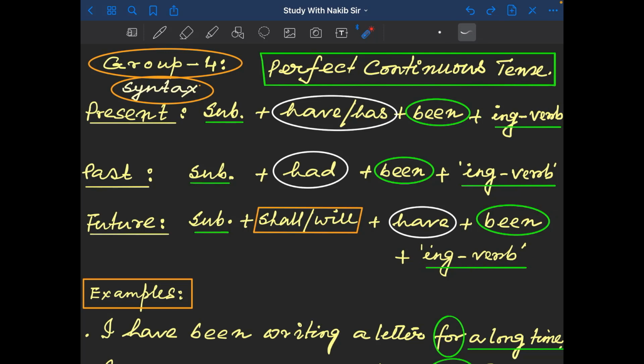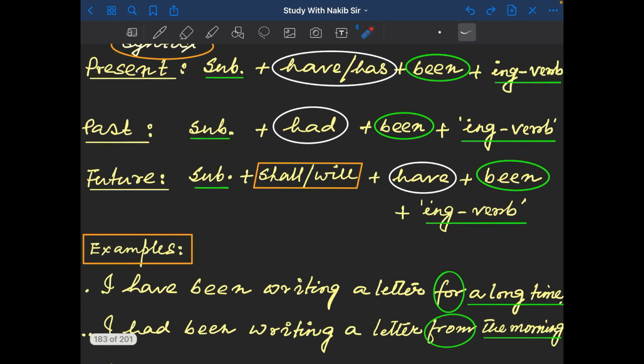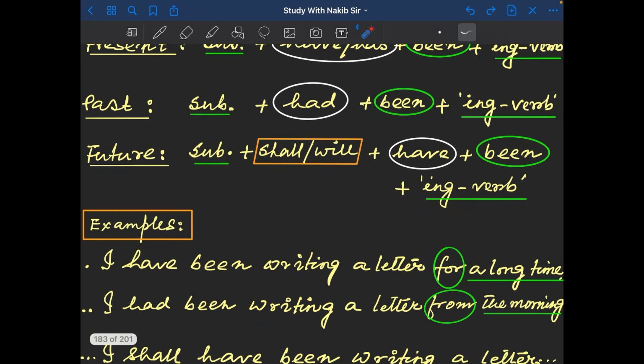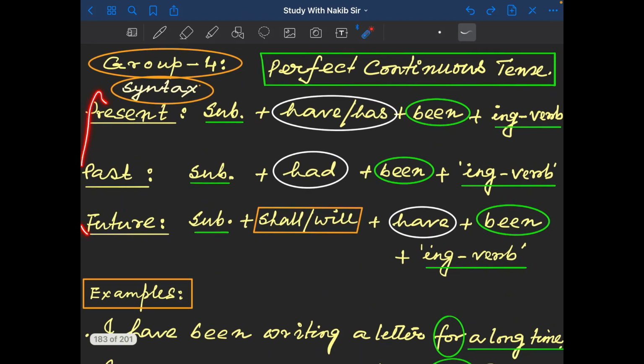So the structures of perfect continuous tenses in English are: present perfect continuous, subject plus have or has plus been plus ing form of the verb. And the structure of past perfect continuous tense is subject plus had plus been plus ing form of the verb. And the structure of the future perfect continuous tense is subject plus shall or will plus have plus been plus ing form of the verb. So these are the structures.